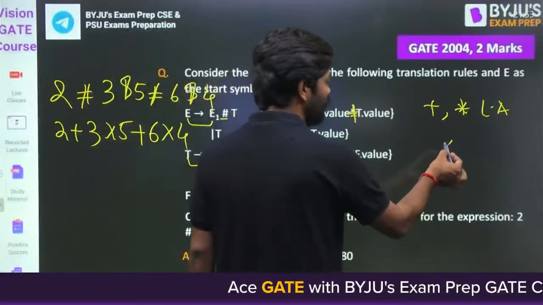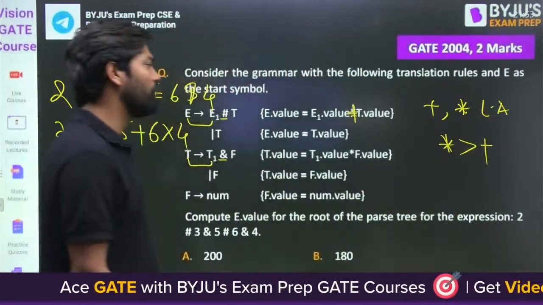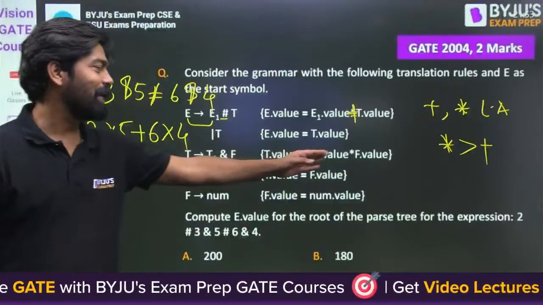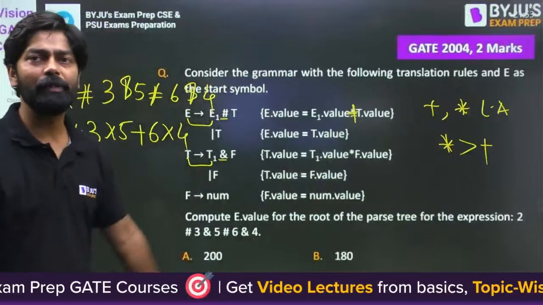E is the start symbol. So multiplication is greater than what? Plus. Maybe they will change. They will write plus here and multiply here. Then it will be changed accordingly.